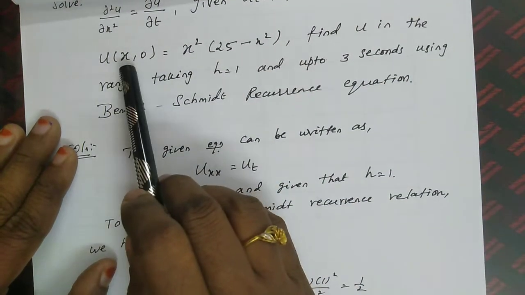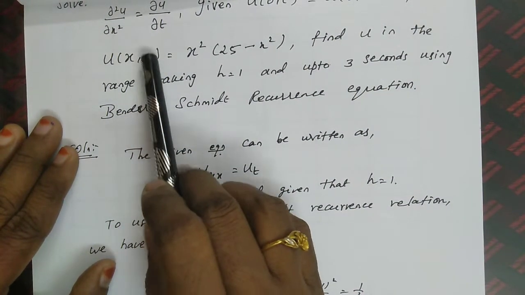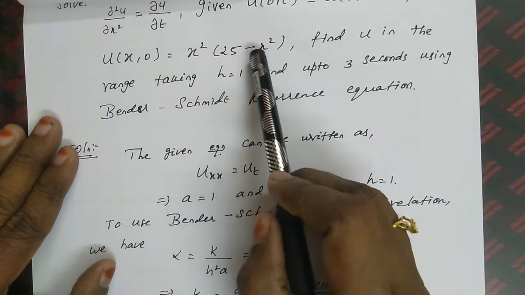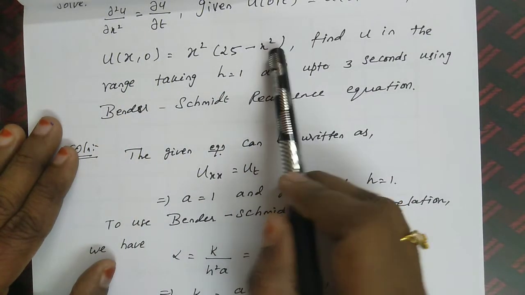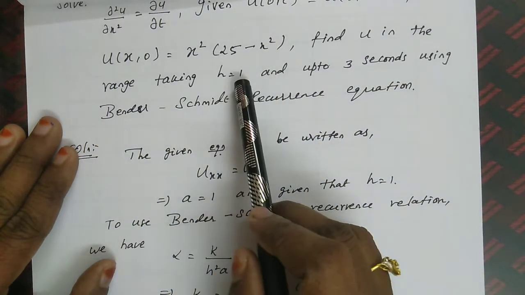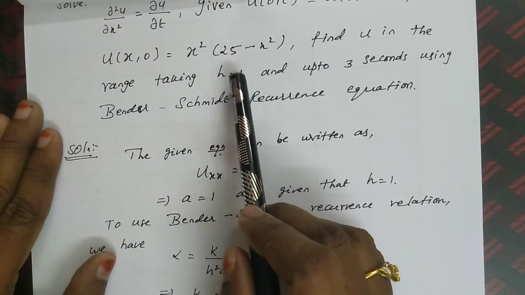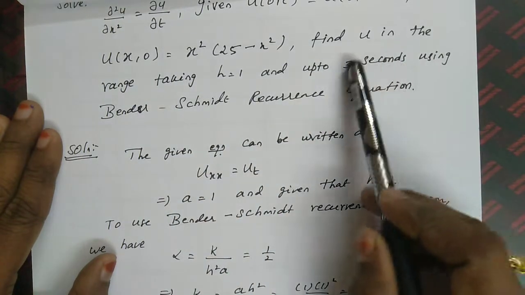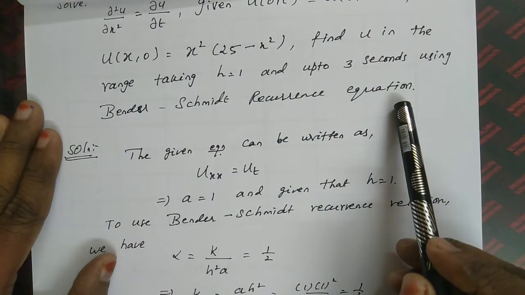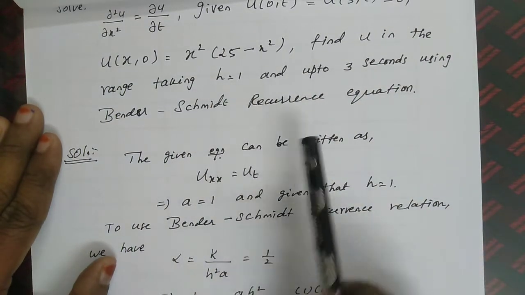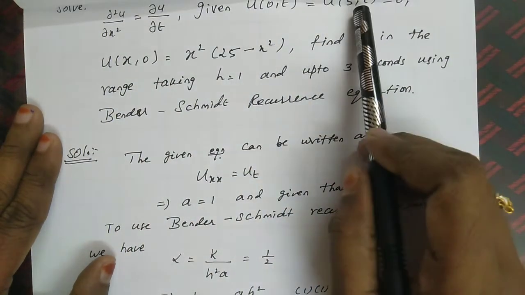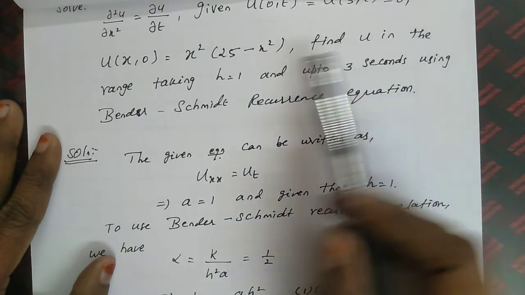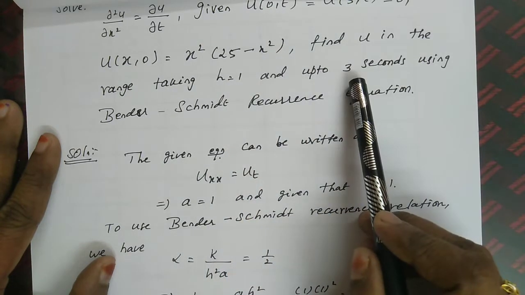Okay, and the condition is given u of x comma 0. That means t equal to 0. Okay, u of x comma 0 equal to x square into 25 minus x square. This condition is given. Find u in the range taking h equal to 1. That means the step size of x is 1 and up to 3 seconds. That means t equal to 3 seconds using Bender-Schmidt recurrence equation. First we are trying to understand the question clearly. So the heat equation is given, the boundary condition is given, one more condition is given, and then we are supposed to find the mesh values with h equal to 1 and t up to 3 seconds.